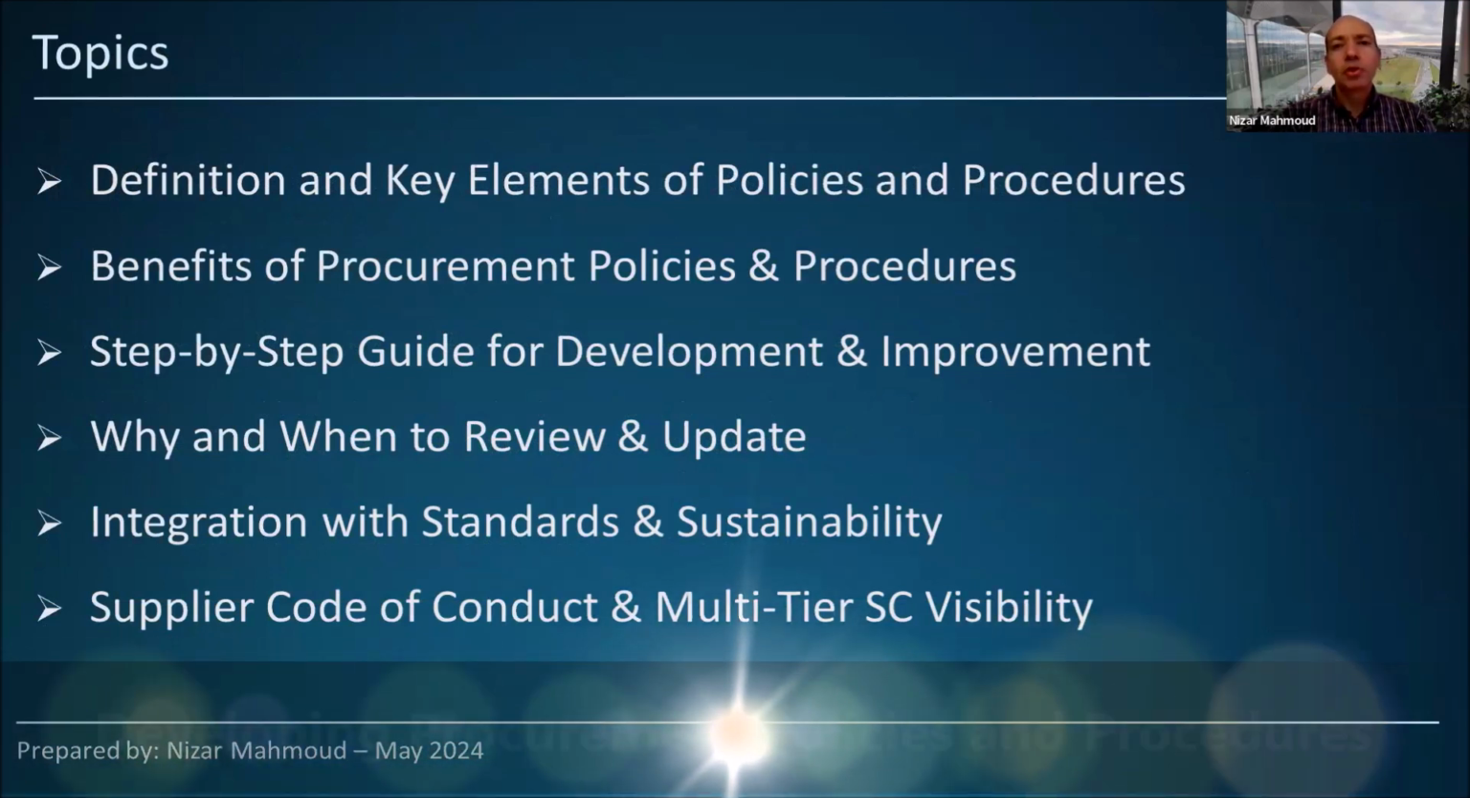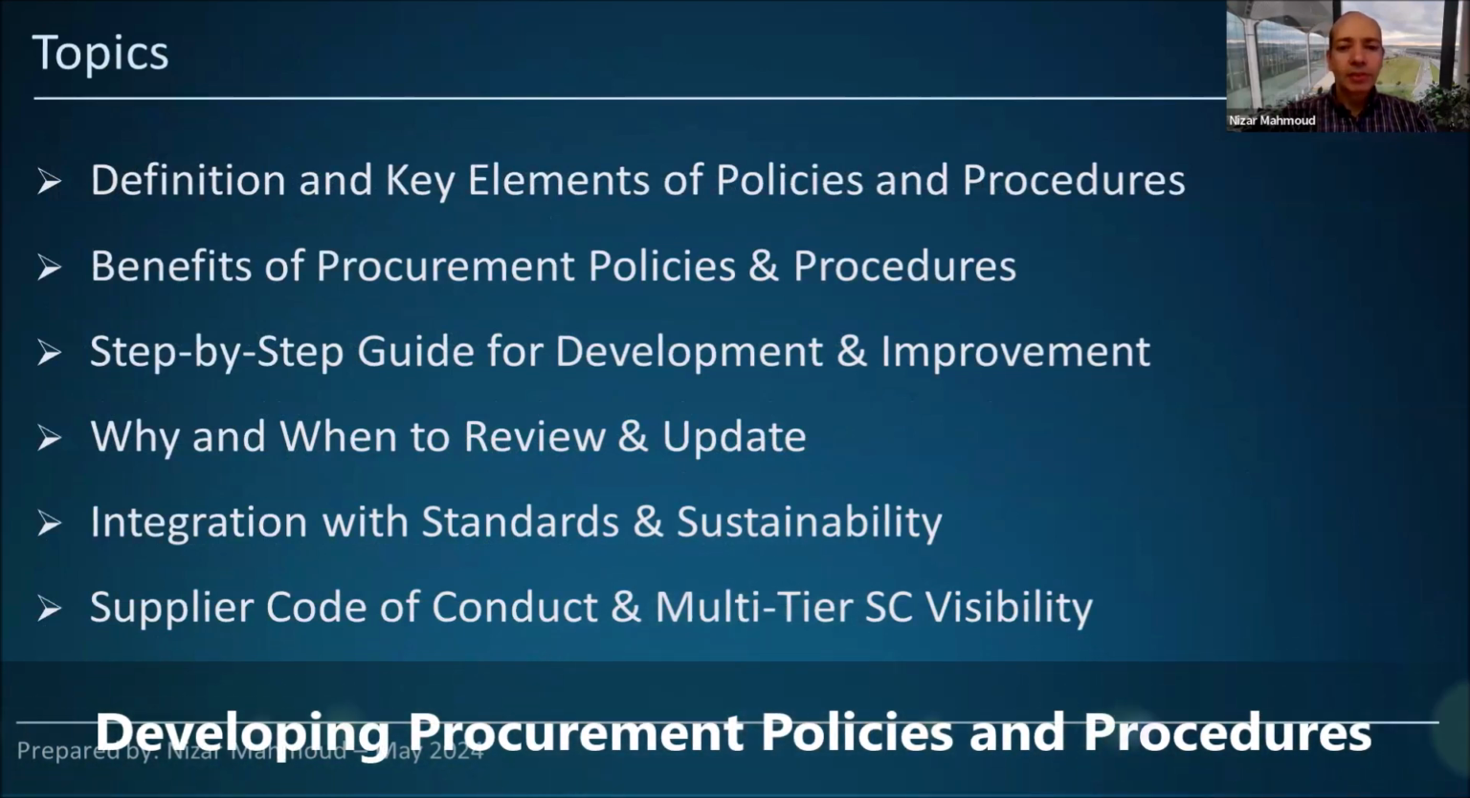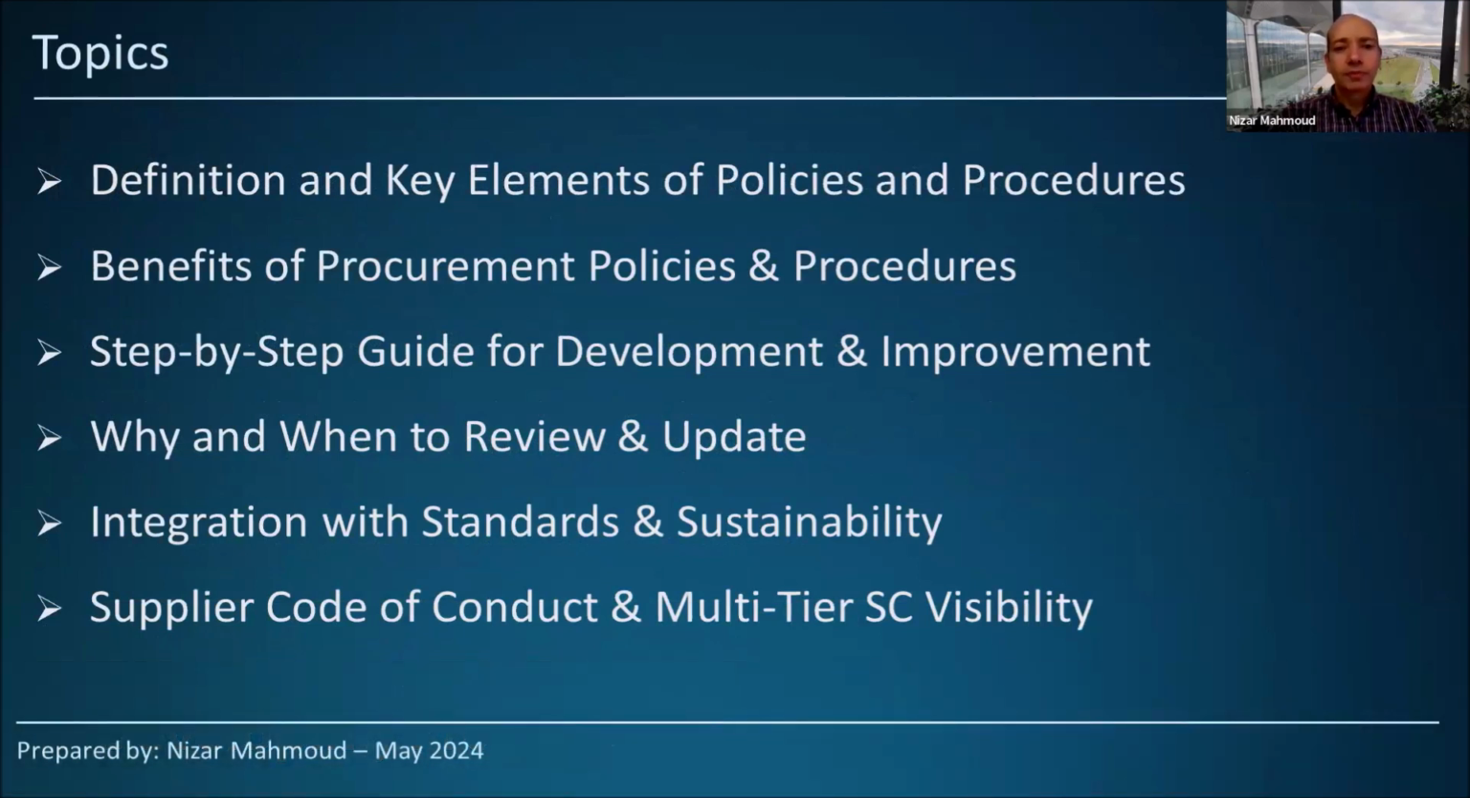Okay, we will start with the definition. What is the difference between policies and procedures? And what are the key elements? What does each one contain or include? And then the benefits of policies and procedures, why we need to have them. And then the major part is the step-by-step guide. It will be quick and simple. And then we will see why and when we should review or update the procedures. And finally, we will see how to integrate sustainability into the policies and procedures. And we will take a look at how to involve the supplier, like a supplier code of conduct, and have visibility for multi-tier supply chain for suppliers.